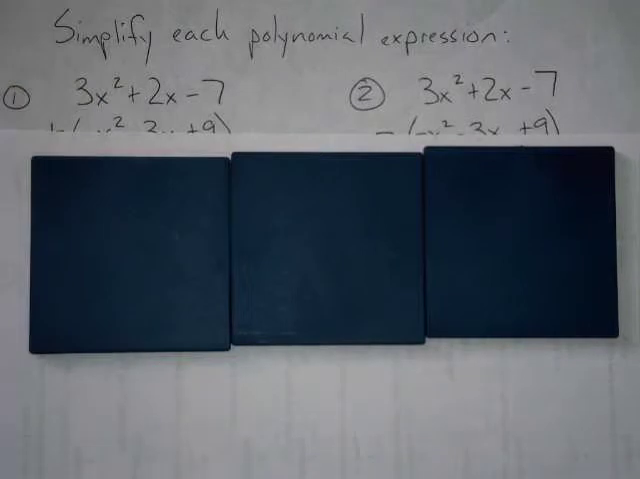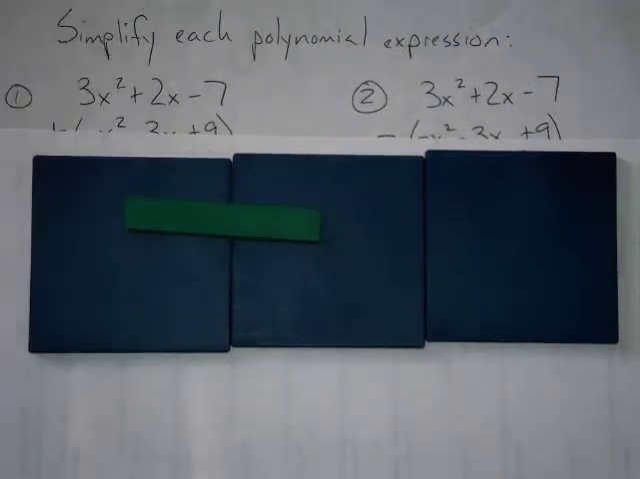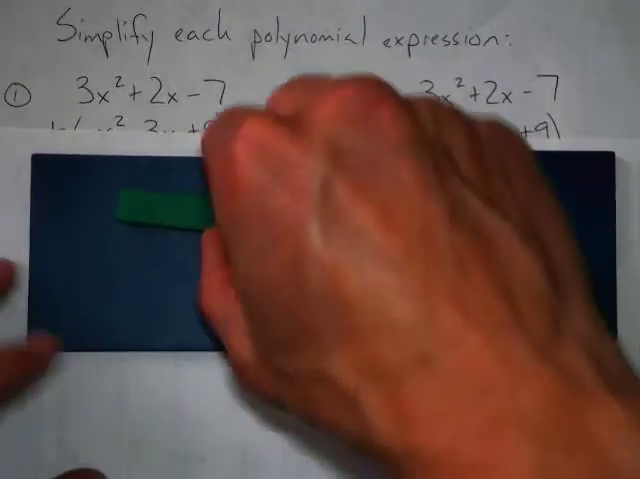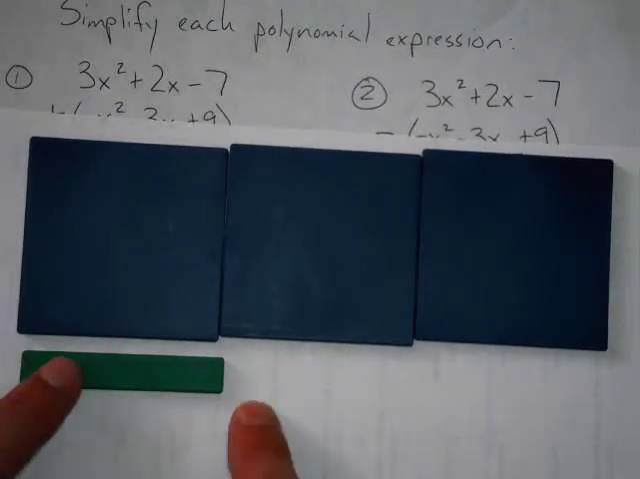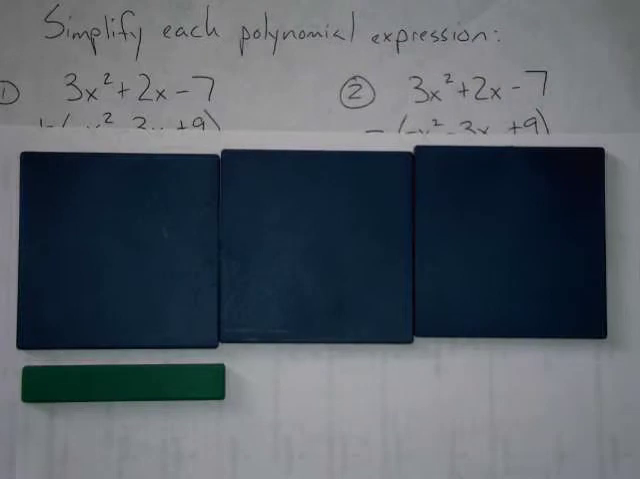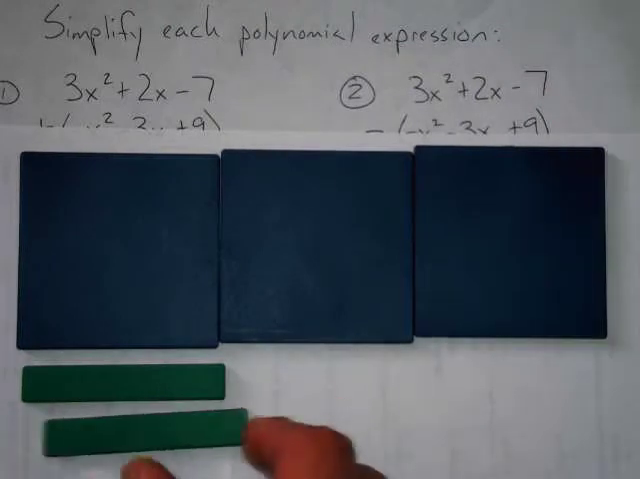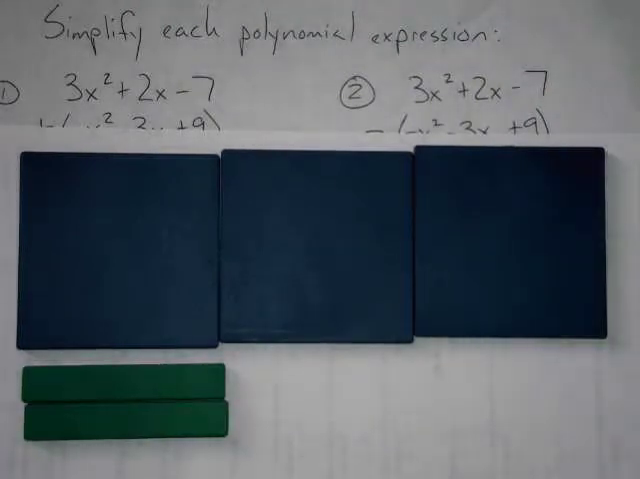Now, what does an x look like? It looks like this. So we have an x here. It's basically the length of an x by one unit. So that's an x, and that's an x as well, and that's a positive x. So we have 3x squared plus 2x. Now we have minus 7.